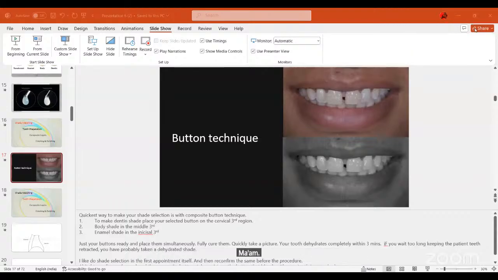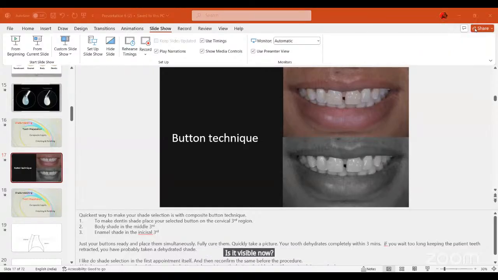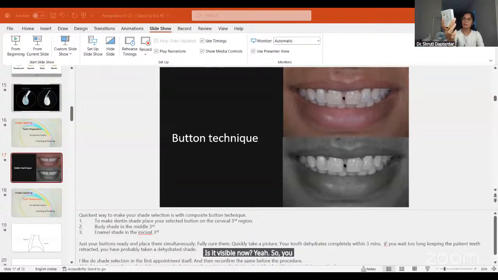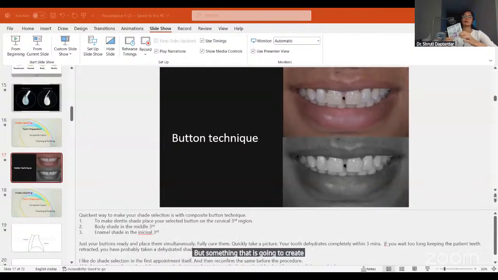Ma'am, which was the metal or steel matrix that you used in the diastema? It is called a shovel matrix and it is from Tor VM. This is the kit for the shovel matrix. Is it visible? Yeah, visible, ma'am. You get different shapes of matrices in this. This is the uneven one. This looks like your normal sectional matrices, but it comes with a handle. This is the shovel small, this is a big shovel, and this is a replica of Unica or something that is going to create a composite veneer. You have assorted here.